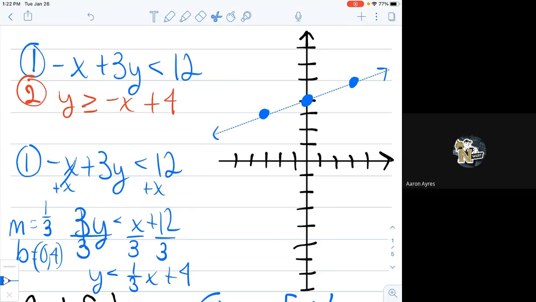Good. Now, something that we might have forgotten over break. What side of this line do I shade? You do 0,0. Okay. All right, Marina, thanks for raising your hand. How do you know for sure? I want to know for sure.